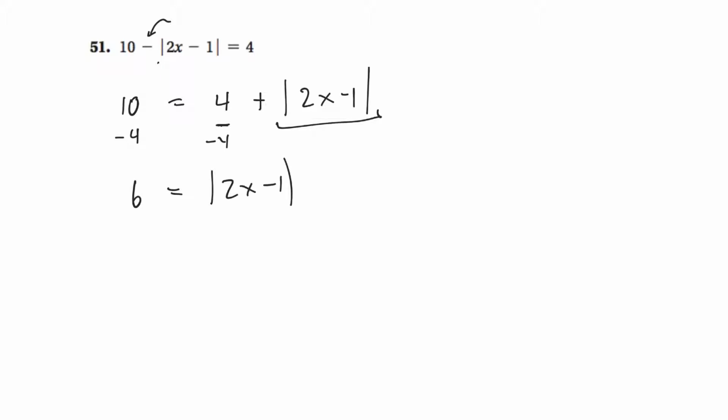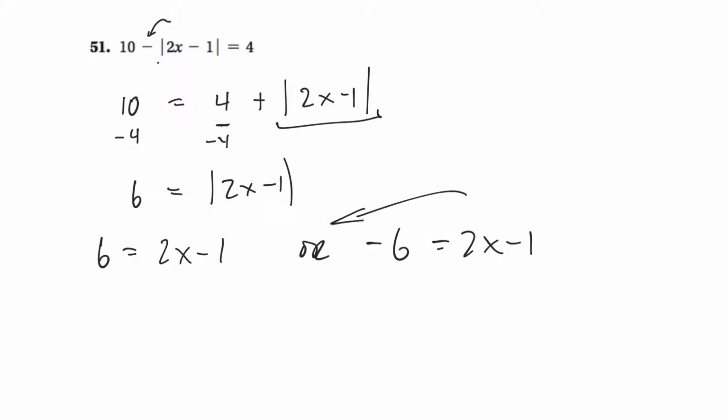Now that it's isolated, I can break this into two equations. So I'm going to have one that's going to be a positive 6 is equal to 2x minus 1, or a negative 6 equals 2x minus 1. Now notice you don't do this step, both of these, until you've isolated that absolute value sign. It has to be on a side by itself.